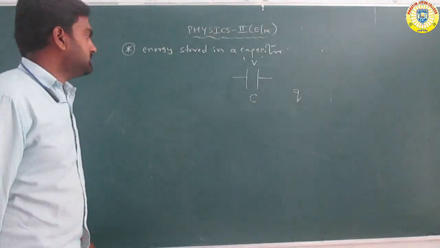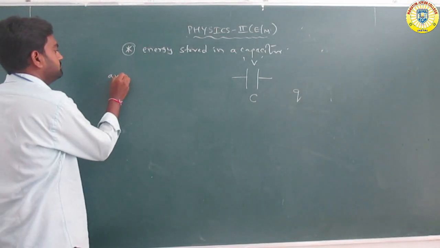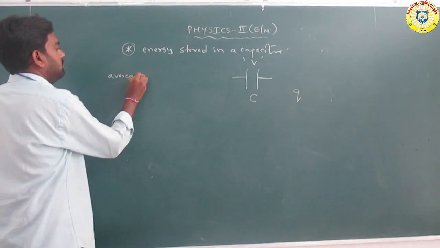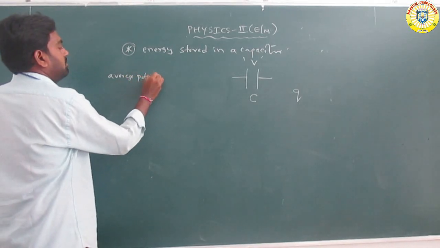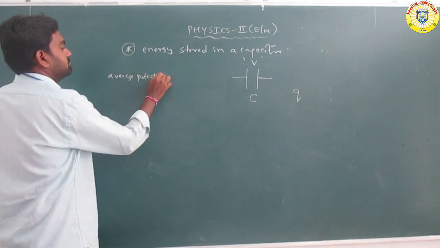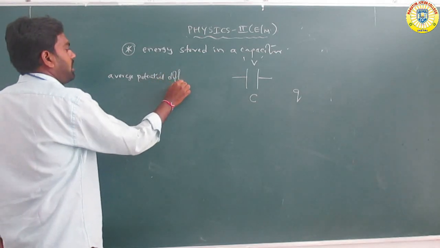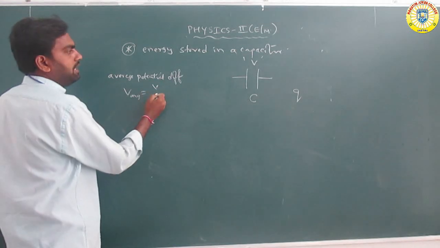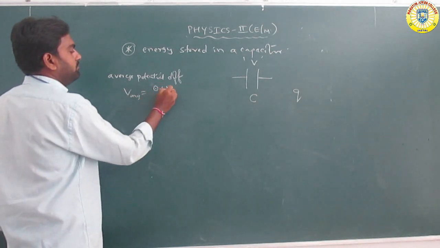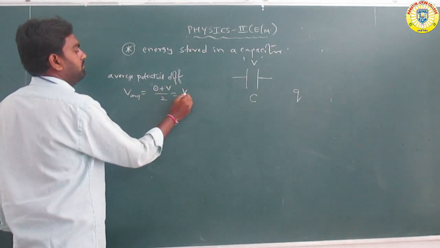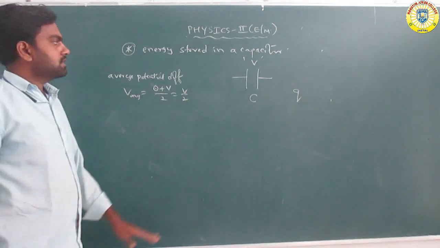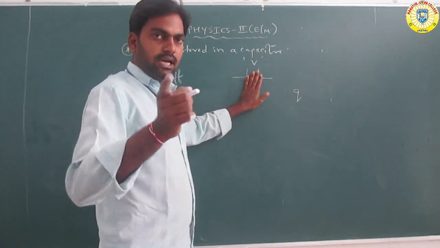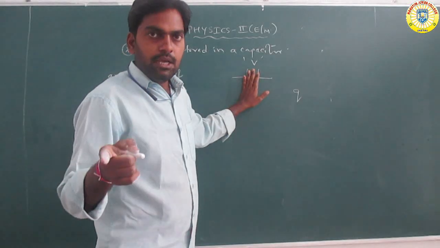So the average potential difference is equal to V0 plus V by 2, which is V by 2, since the initial value is zero. Okay, so first the capacitor is empty, then the charge is given until it reaches the potential difference V.